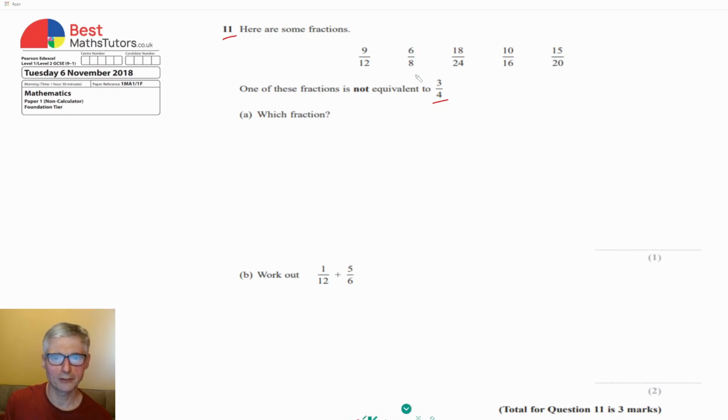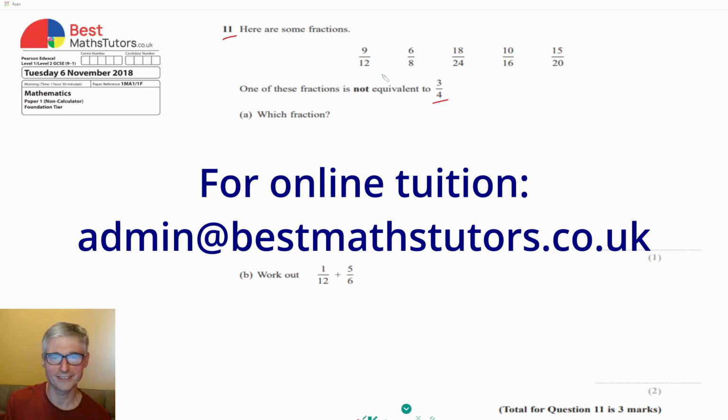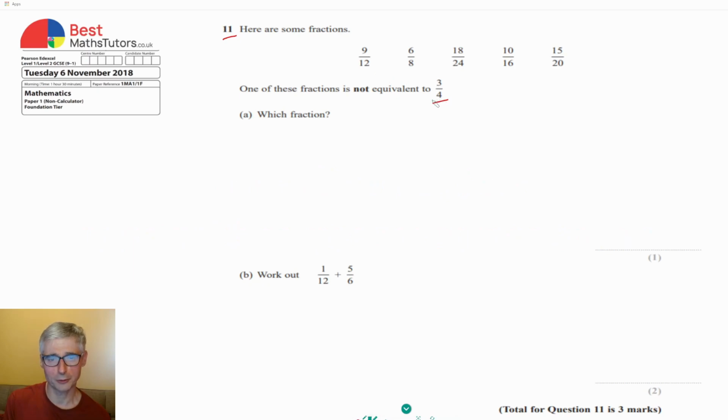So the only way we can really check that is by converting each one of these fractions into 3/4 if possible. So writing them all in their simplest form. So I'm going to go through each one in turn and then see whether they do equal 3/4. So if we take the 9/12, then I can change that into a simpler fraction by looking for a number that will go into both the 9 and the 12, if I can find one.